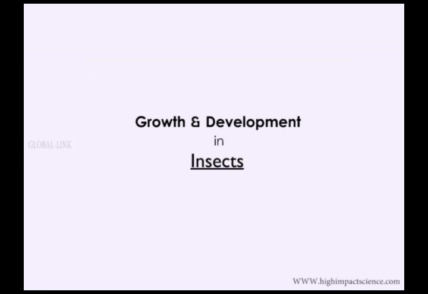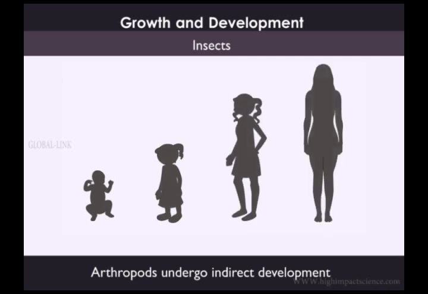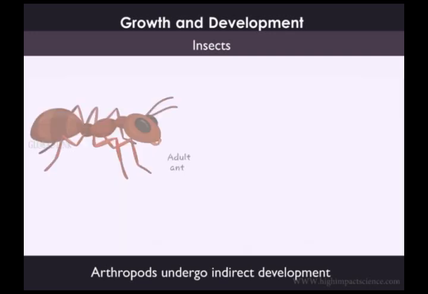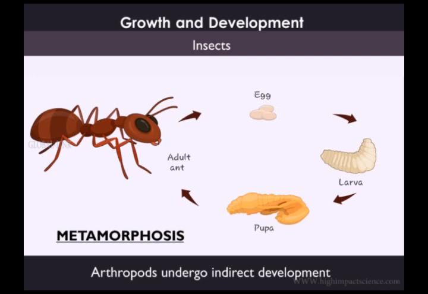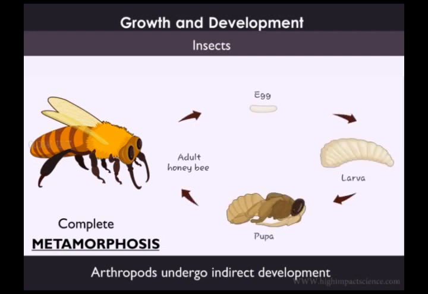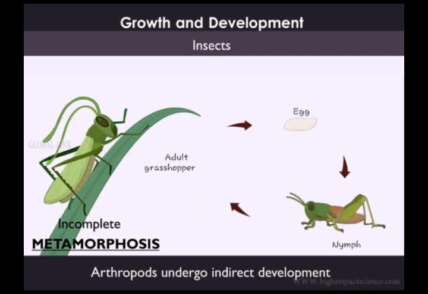And finally, growth and development in insects. Unlike in humans who undergo direct development, arthropods, like insects, go through a series of changes to become an adult. Each of these stages is very different from the others. This process of transformation from an immature form to an adult through distinct stages is known as metamorphosis. Metamorphosis can be complete, like in a bee, or incomplete, like in a grasshopper.